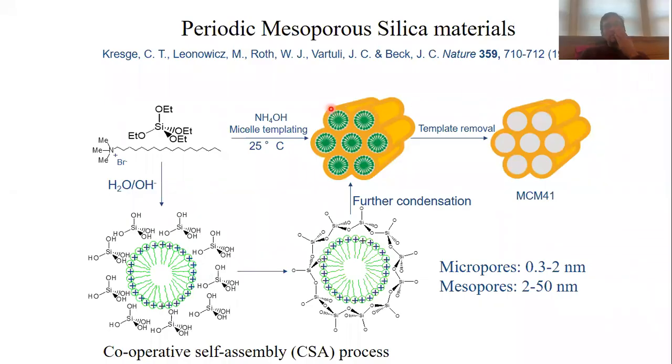Okay, so in the last class we have discussed the zeolites. So the zeolites were crystalline materials that had micropores. So in this class we will start to learn about periodic mesoporous materials. And mesoporous materials are materials that have pore diameters between 2 and 50 nanometers. Materials that have larger pores than 50 nanometers are called macroporous materials.